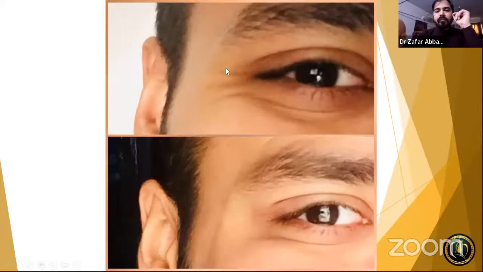Okay, this is one of my cases. If you can see, there is corrugation. I injected over here, almost 1.5 centimeter distance over here, over here, over here. Now you can see the post-op result.